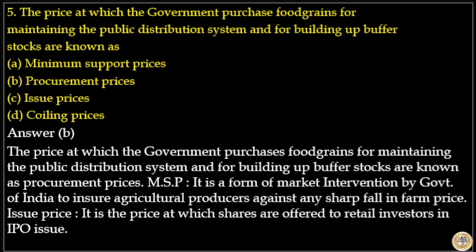The price at which government purchases food grains for maintaining the PDS system and for building up buffer stocks are known as procurement prices. MSP is a form of market intervention by Government of India to ensure agricultural producers against any sharp fall in farm prices. Issue price is the price at which shares are offered to retail investors in IPO issues. IPO means initial public offerings.